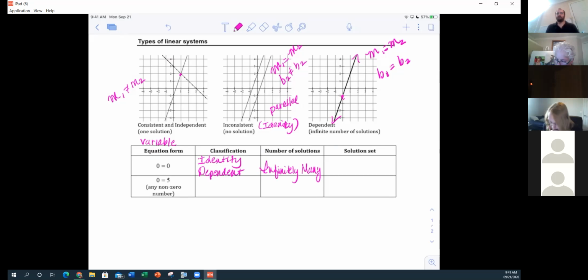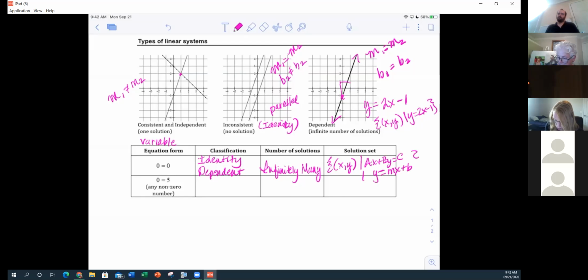clarify the equation of this line would be y equals 2x minus 1. So the solution for this particular dependent system would be x comma y such that y equals 2x minus 1. So your solution set could look like x comma y. Whatever equation you like, you could say ax plus by equals c if it was in that format, or you could say y equals mx plus b. You just have to put the line as part of this, as a solution set. It has to be an x and a y that satisfy that system, that line.